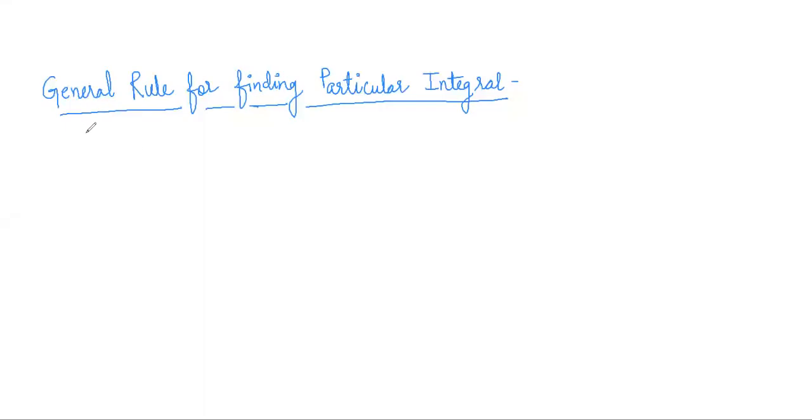Dear students, in our previous videos, we have discussed how we can solve linear differential equations of second order with constant coefficients. We have discussed how we find the complementary function with the help of the auxiliary equation. We have also discussed the concept of particular integral, and how, depending on the form of R, we have some shortcut rules for finding the particular integral.